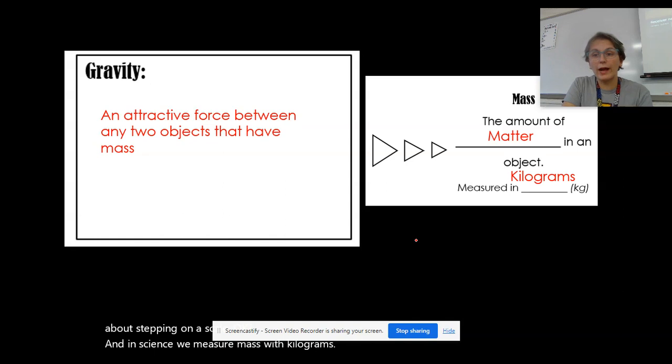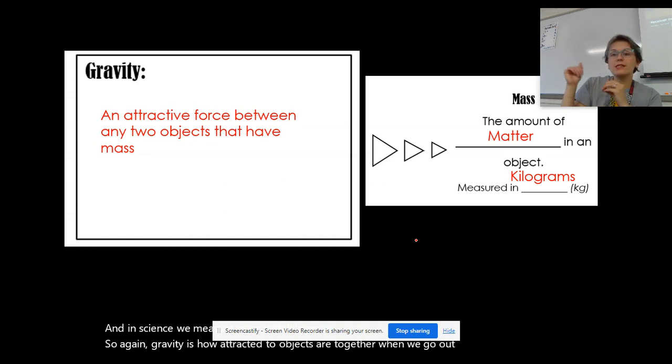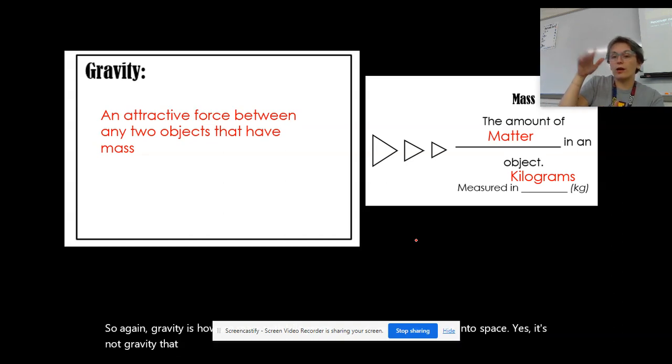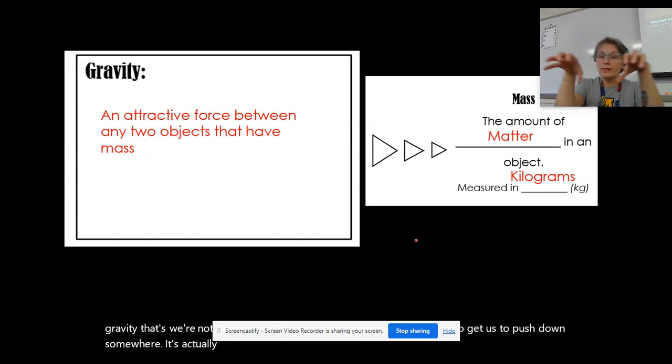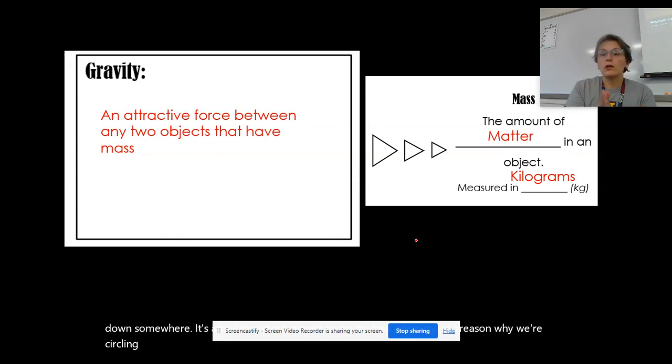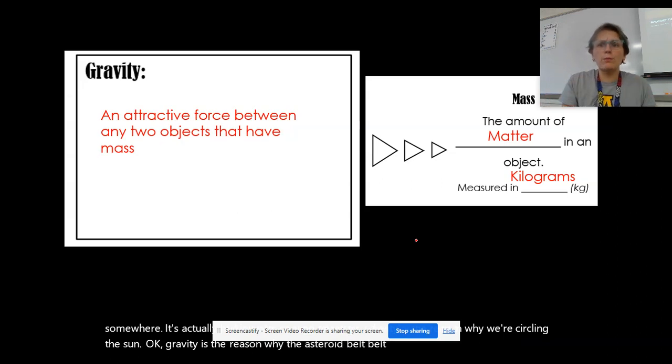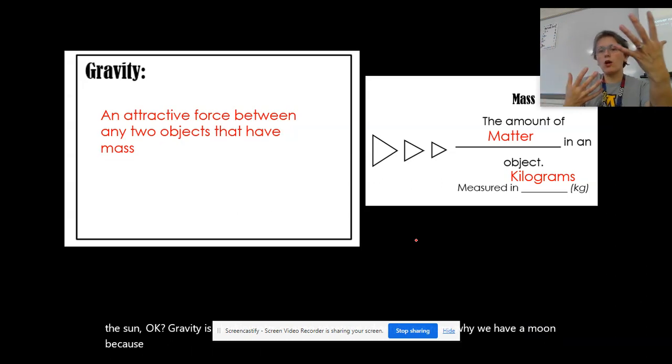So again, gravity is how attracted two objects are to each other. When we go out into space, we're not thinking about gravity as something pushing us down somewhere. It's actually two planets coming together. Gravity is the reason why we're circling the sun. Gravity is the reason why the asteroid belt happens. It's why we have a moon, because these objects are attracted to each other.